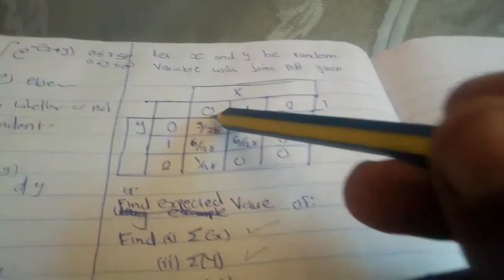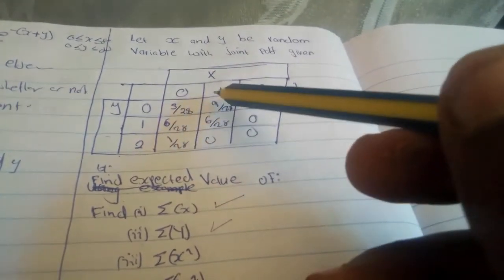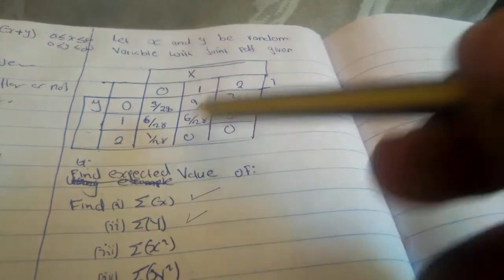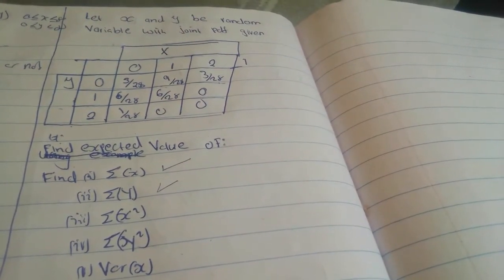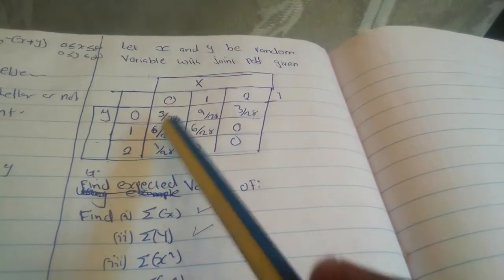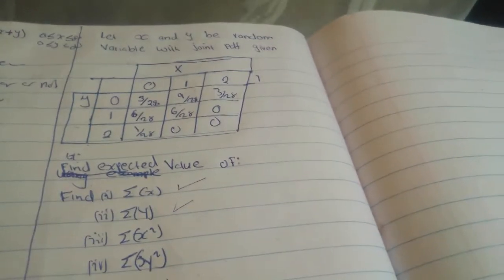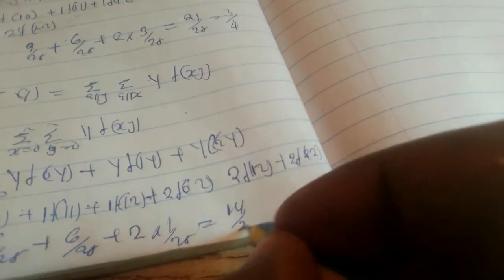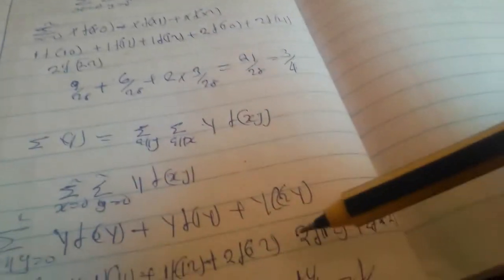So after this, we are going to get f(0,1), you get this one. You go to f(1,1), you get this one. We go to f(1,2), get 0. We go to f(2,1), get this one, and f(2,2) is equal to 0. So we have f(0,1) gives 6/28, plus f(1,1) is equal to 6/28, plus f(2,1) gives 1/28 times this 2. So you get 2 times 1/28. So you are going to get 14/28, which is equal to 1/2. So the expected value of y is equal to 1/2.